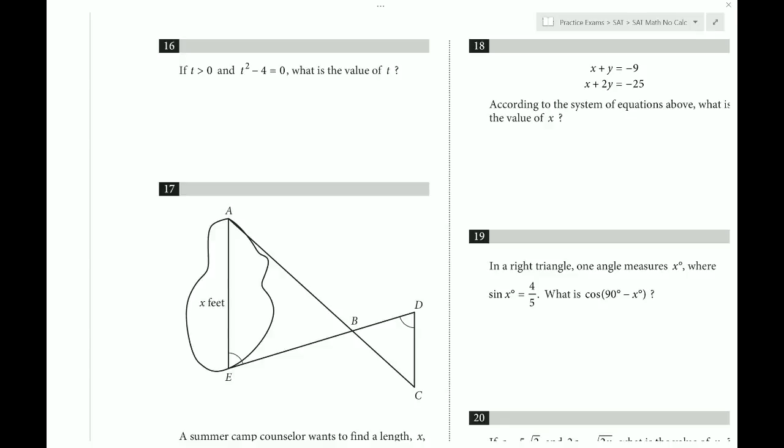Okay, so now we're on to the grid-ins. First question: t is greater than 0 and t squared minus 4 equals 0. What is the value of t? Well, the first thing we'd want to do is factor to get (t plus 2)(t minus 2). It's a difference of two squares.